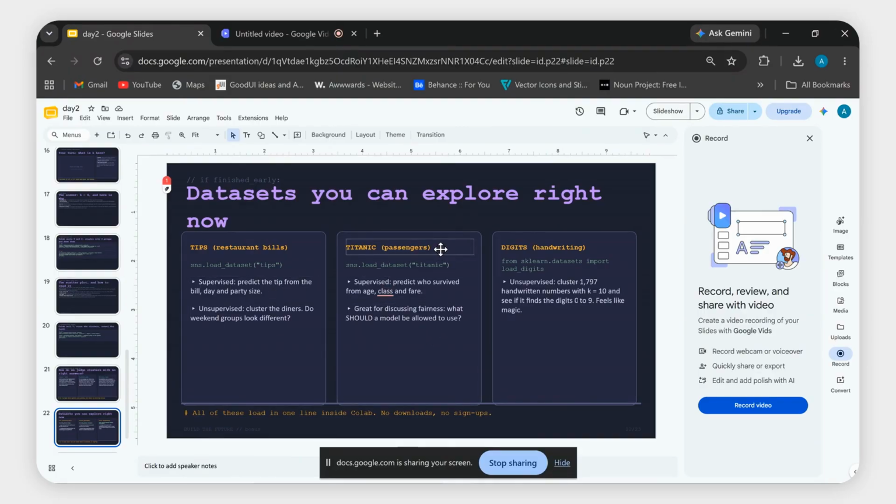The Titanic is actually really common. You can explore this dataset to see what's going on. You can do it for supervised and unsupervised. For the Titanic, you can do the supervised task of predicting who survived and who did not, and then you can have a conversation about it. And then the digits dataset is 1797 handwritten numbers, and you try clustering them and see what gives. You can load any of the datasets in one line and try it out.